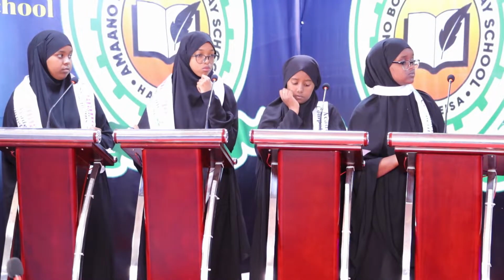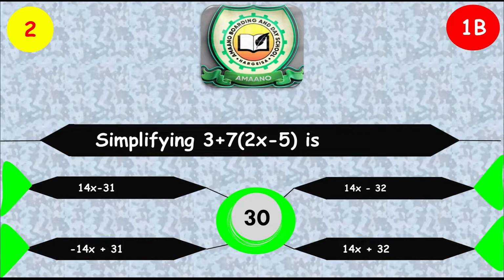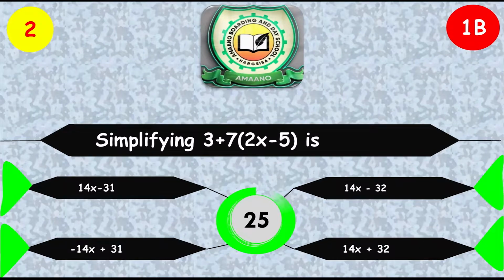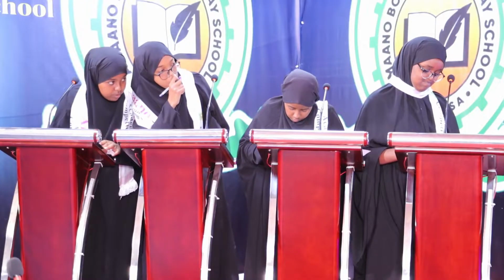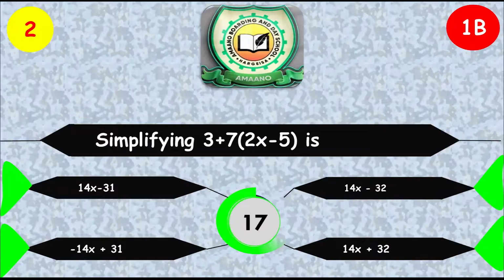From 1B. Number 2. Simplify 3 plus 2 into brackets 2x minus 5. Simplifying 3 plus 7 into 2x minus 5 is... Yes? B. B. This one. Yes. That's correct.